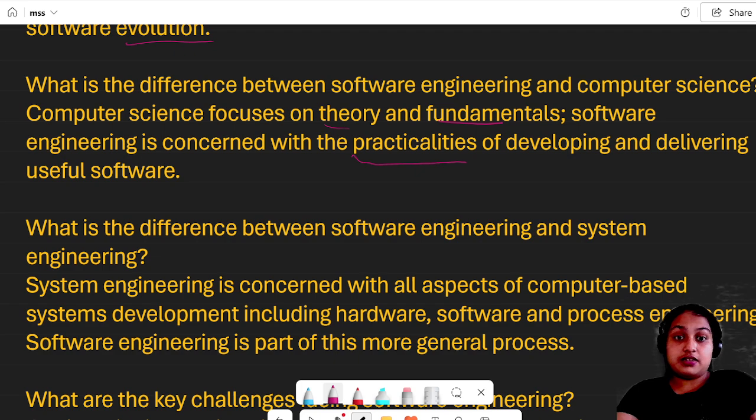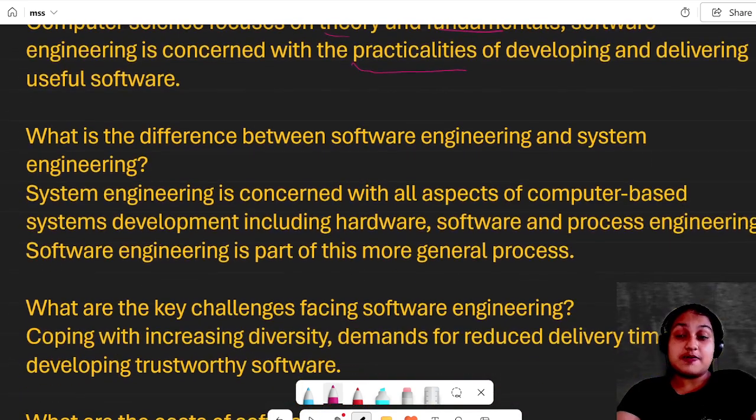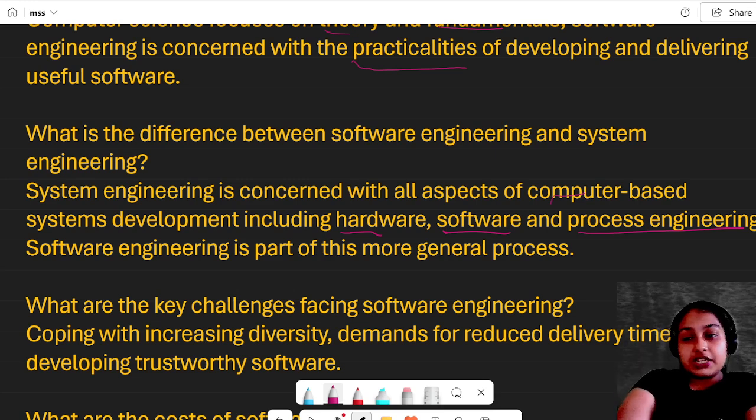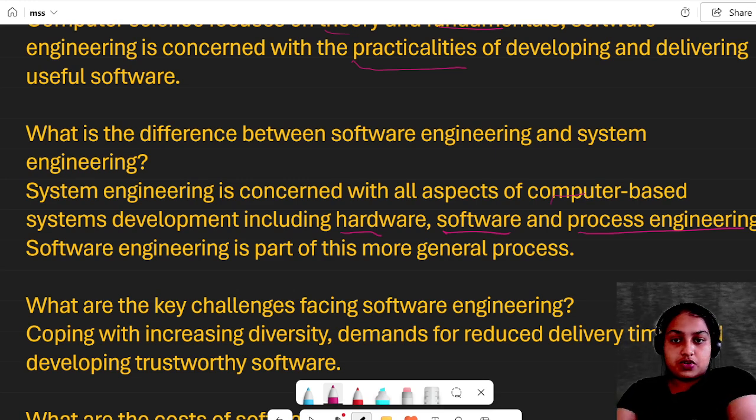Now, what is the difference between software engineering and system engineering? System engineering is concerned with all aspects of a computer-based system. That is, hardware will be there inside it, software will be there, process engineering, all those things will be there inside system engineering. But software engineering is more concentrated on the software part only. In system engineering, all these things will be coming, so it is a more general process.